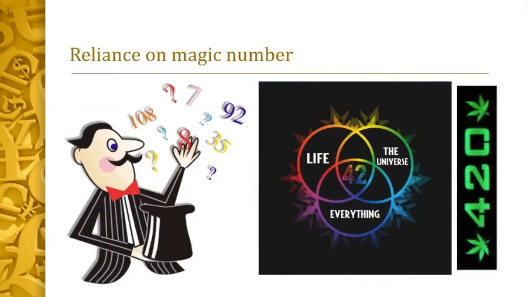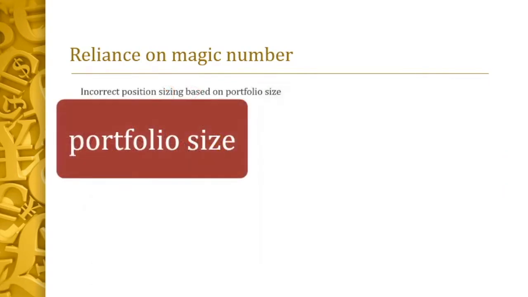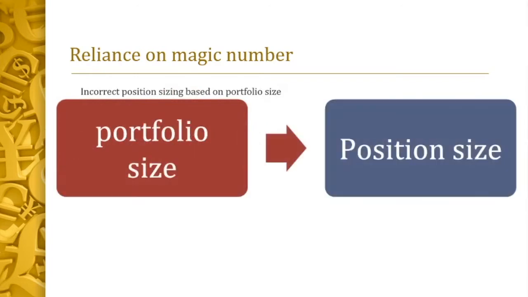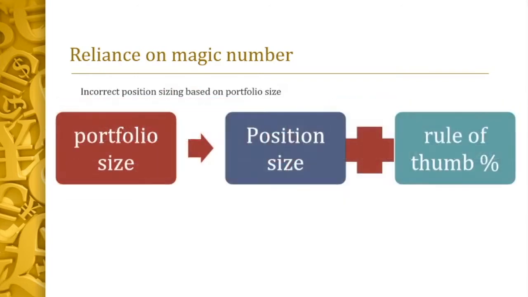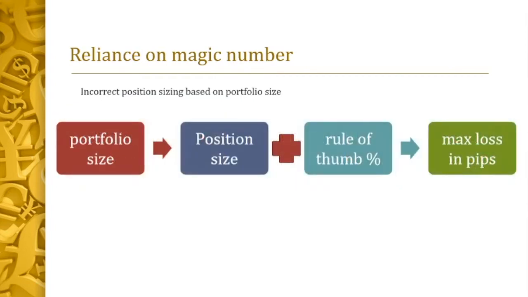Number 2 is reliance on magic numbers. Many online guides for newbie traders teach the process of position sizing based on portfolio size. It's easy to understand without needing complex indicators or oscillators. However, many newbie traders either misinterpret or only remember part of this method. The incorrect method of using this process is: based on their portfolio size, traders will pick a position size. Then, based on some kind of rule of thumb percentage, which limits how much of the portfolio they can lose on a single trade, which is converted into pips, they set their stop loss.